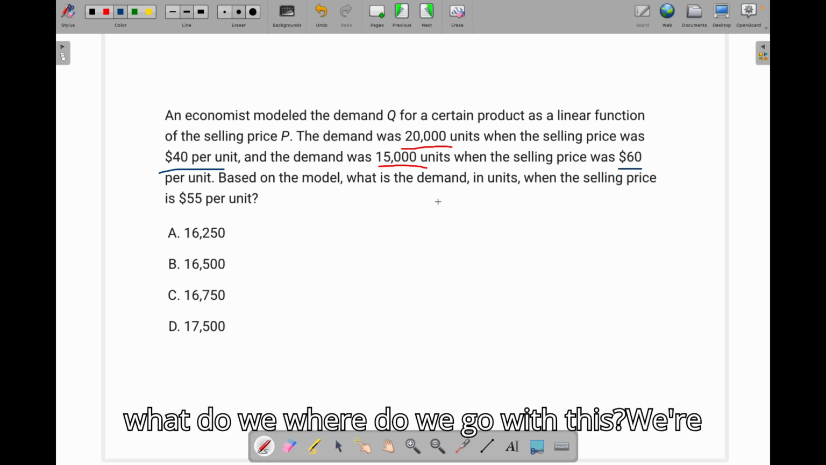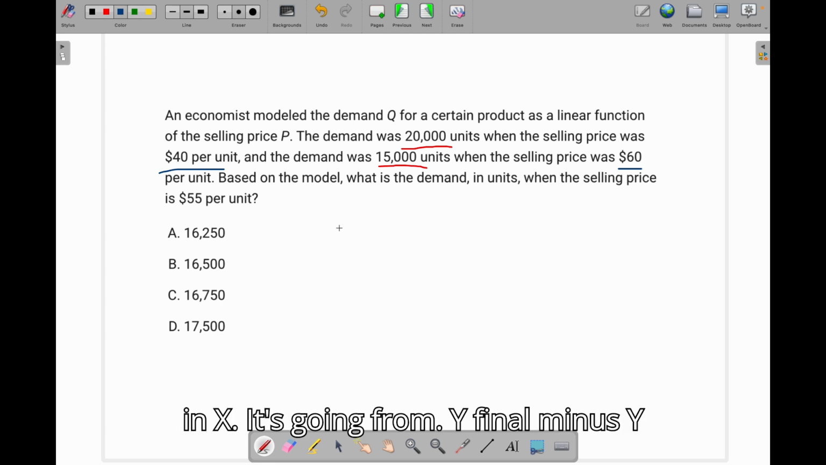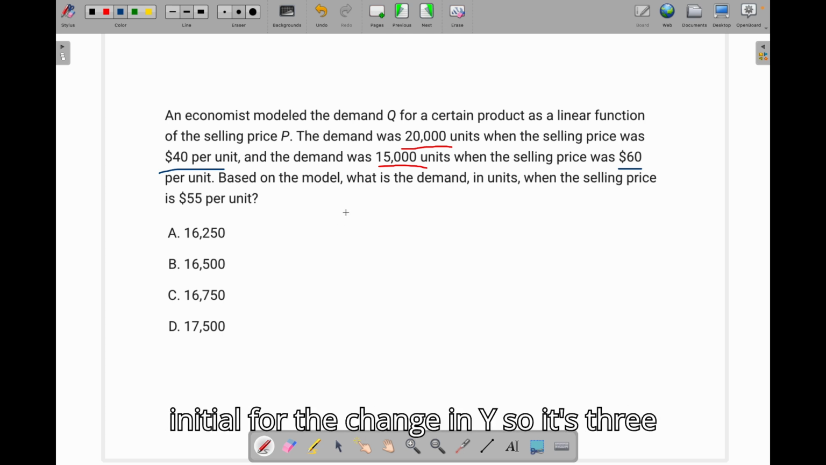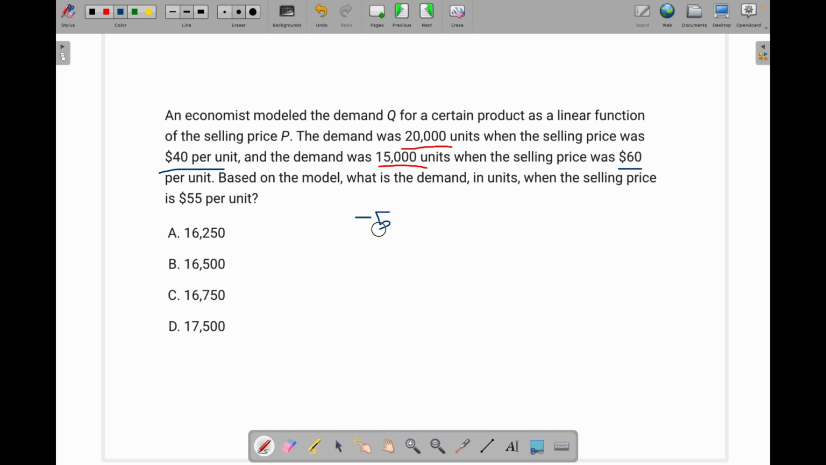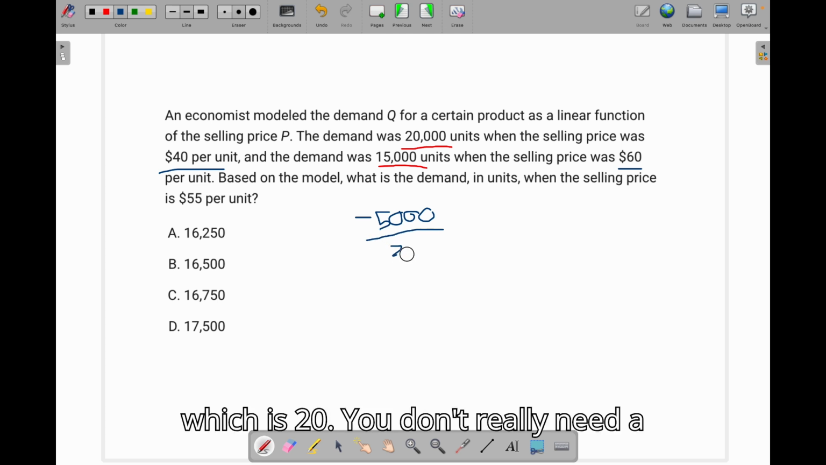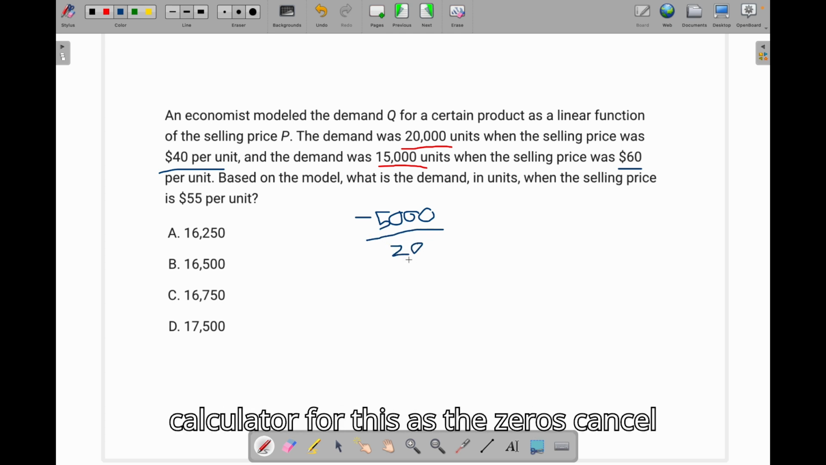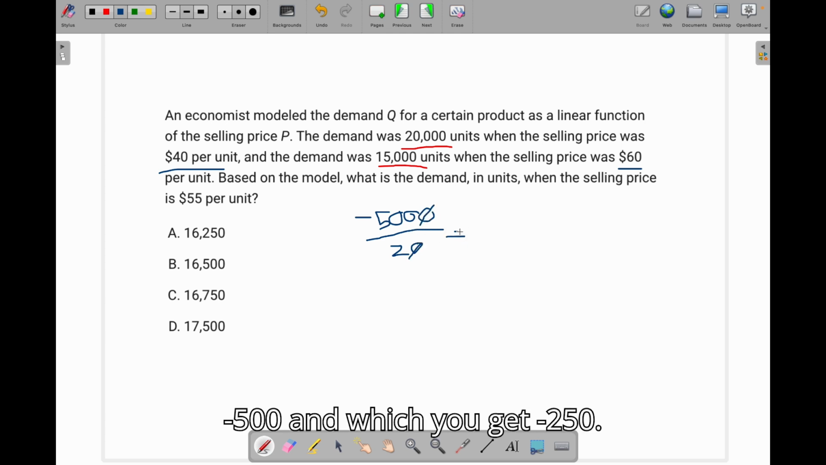Now, where do we go with this? We're going to do our change in Y over change in X. It's going from Y final minus Y initial for the change in Y. So it's going to be 15,000 minus 20,000, which is going to be negative 5,000. Then our change in X goes from 40 to 60, which is 20. You don't really need a calculator for this as the zeros cancel out, and it's negative 500 divided by 2, which gives you negative 250.